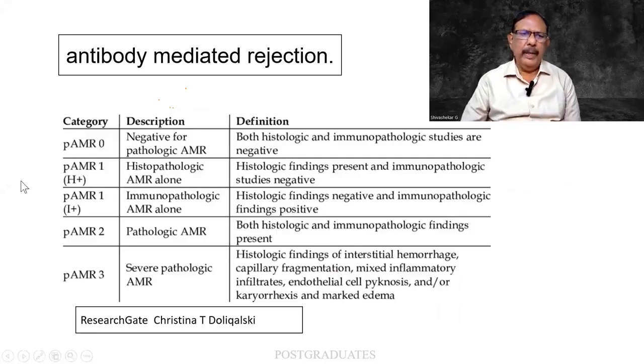This is an important table wherein there is an antibody-mediated rejection that can show both histological and immunopathological studies. So it is negative initially, and then you find that there can be histopathological positivity but immunological negativity. And here it is histopathology negative and immunological findings are positive. Both of them are being positive. And finally, there are the various histological changes which include hemorrhage, fragmentation of the capillaries, inflammatory infiltrate, pyknosis of the endothelial cells, and so on and so forth, thanks to ResearchGate, Christina Delicacy. We people should understand that these are all pioneers who have done amazing work in such a field.